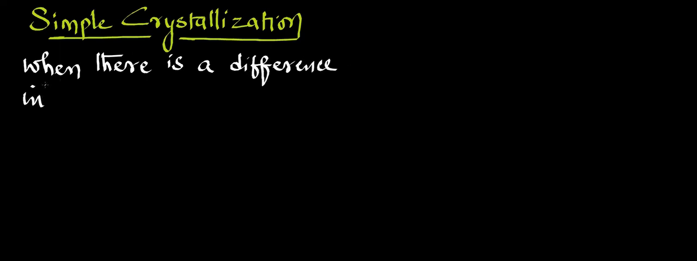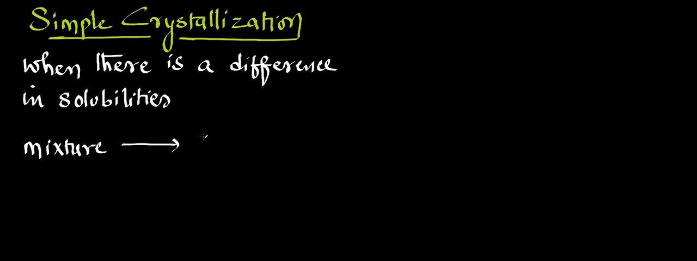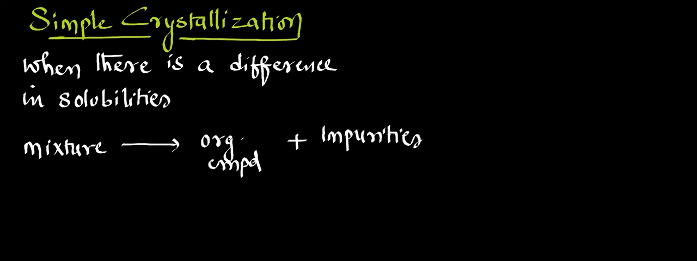Like, impurity solubility and the organic compound solubility must be different. They must have a difference in solubilities in a suitable solvent. If I take a mixture which has an organic compound and impurities, this is having an organic compound which we want to separate, and there are certain impurities, the unwanted substances. Then that must be the criterion to consider the simple crystallization technique.